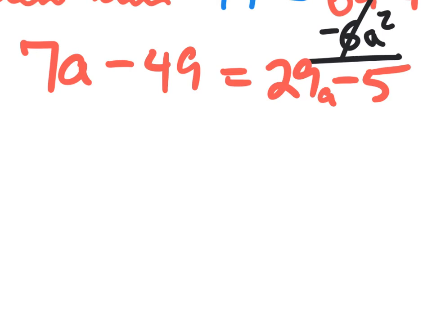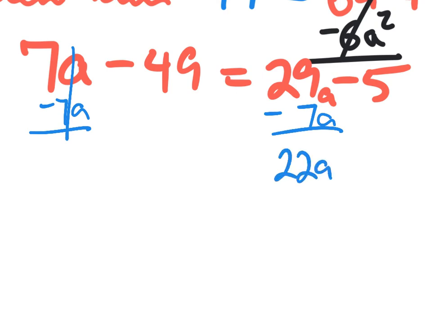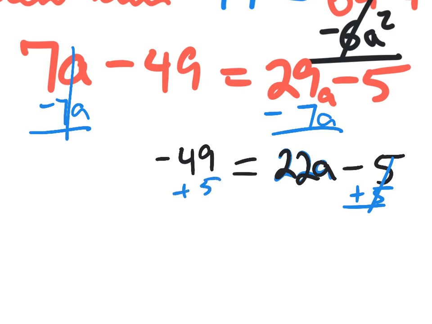Now let's solve it. We want a's on one side, numbers on the other. So I'm going to subtract 7a, that way it cancels out. Subtract 7a. And when you think about 29 take away 7, you will get a 22a, and then bring down the minus 5, bring down the equal sign, bring down the minus 49. And now we're going to get rid of that minus 5 by adding 5, and we will end up with a negative 44 equals 22a.